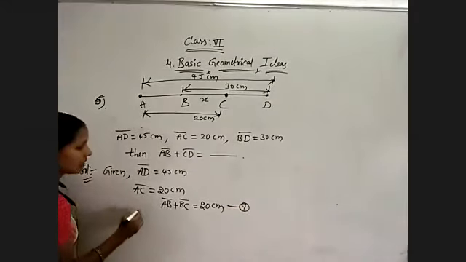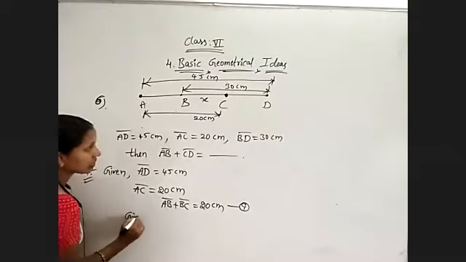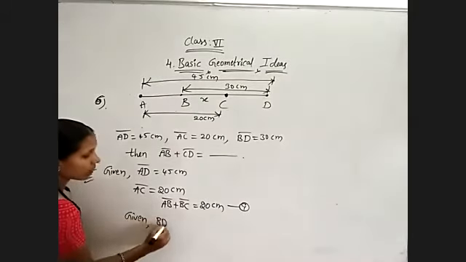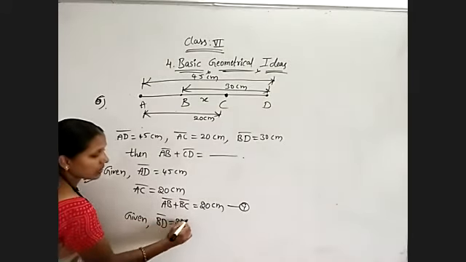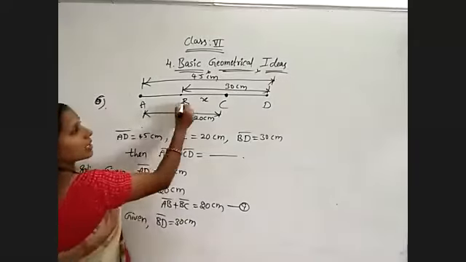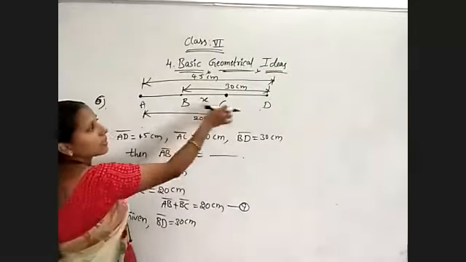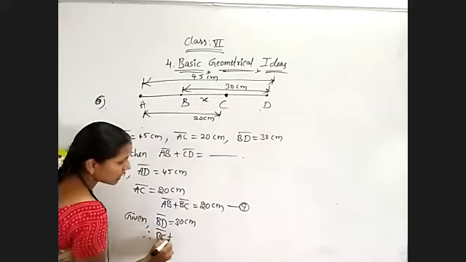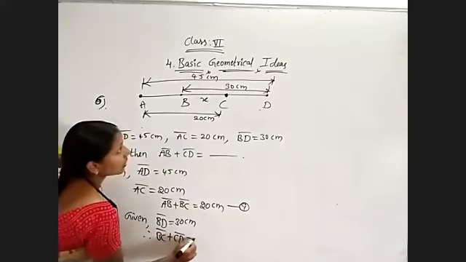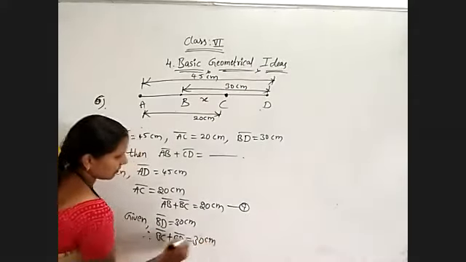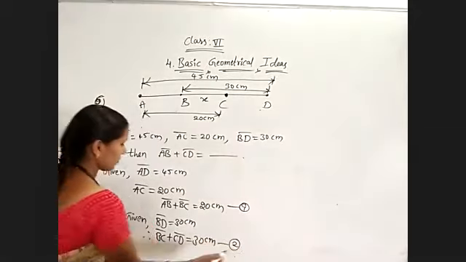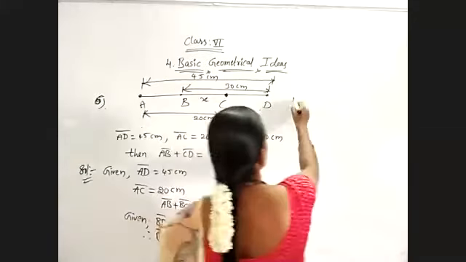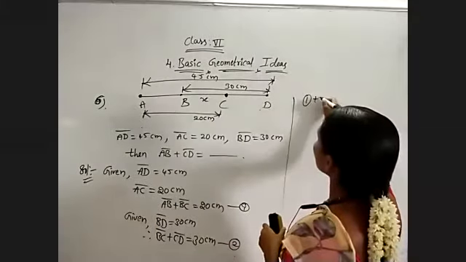And secondly, given BD equal to 30 centimeters. B to D length, that is BC plus CD, therefore BC plus CD equal to 30 centimeters. Equation 2. Add 1 and 2. 1 plus 2, what will I get?